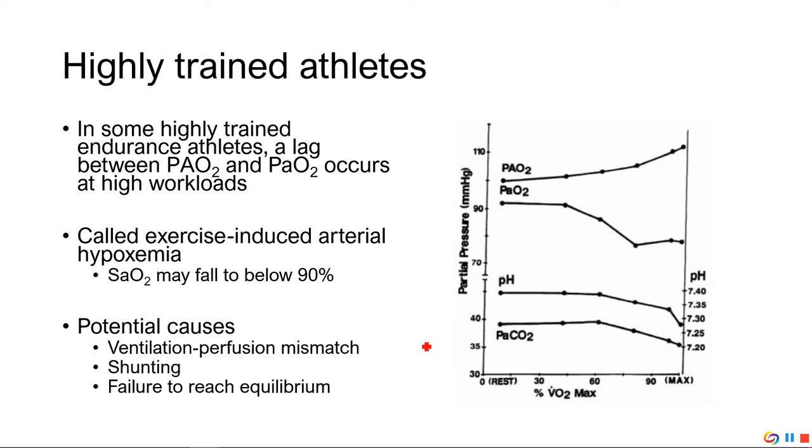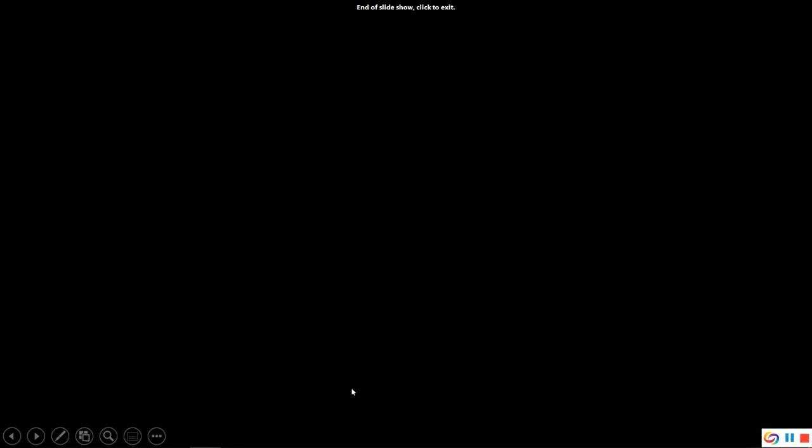Okay, and so there's a couple of reasons why this can also happen. So we can have VQ mismatch, we can have shunting. So at high intensity exercise, we might have a lot of those intrapulmonary shunts. We might be having more blood flow through a PFO if that occurs. And really, this is probably the main one, is that we're not equilibrating. Our transit time isn't high enough for complete equilibration to occur. And so that is challenge number 3.